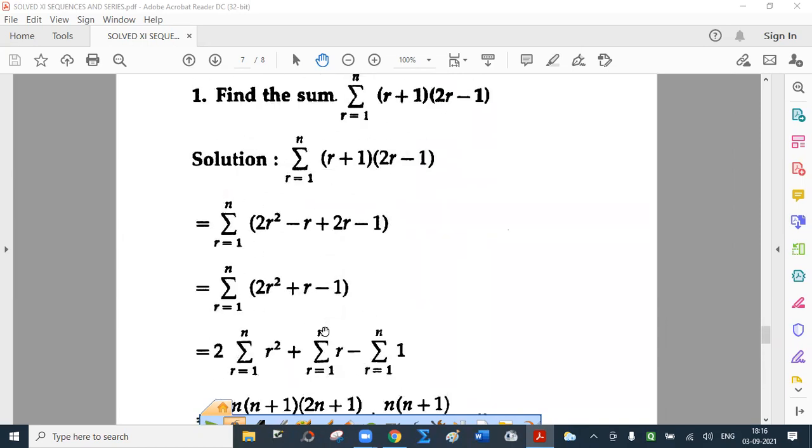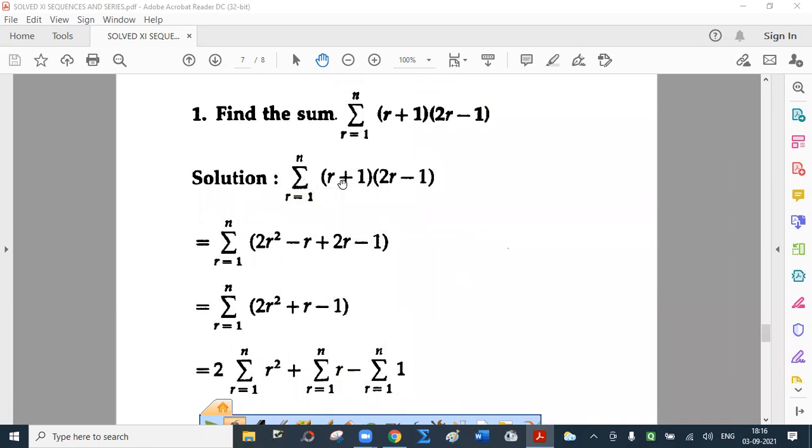Let us check. Put r equal to 1. See, this is TR. So put r equal to 1. You should get T1. 1 plus 1, 2. 2 into 1, 2. Yes. Right? So this is how you can verify the answer.